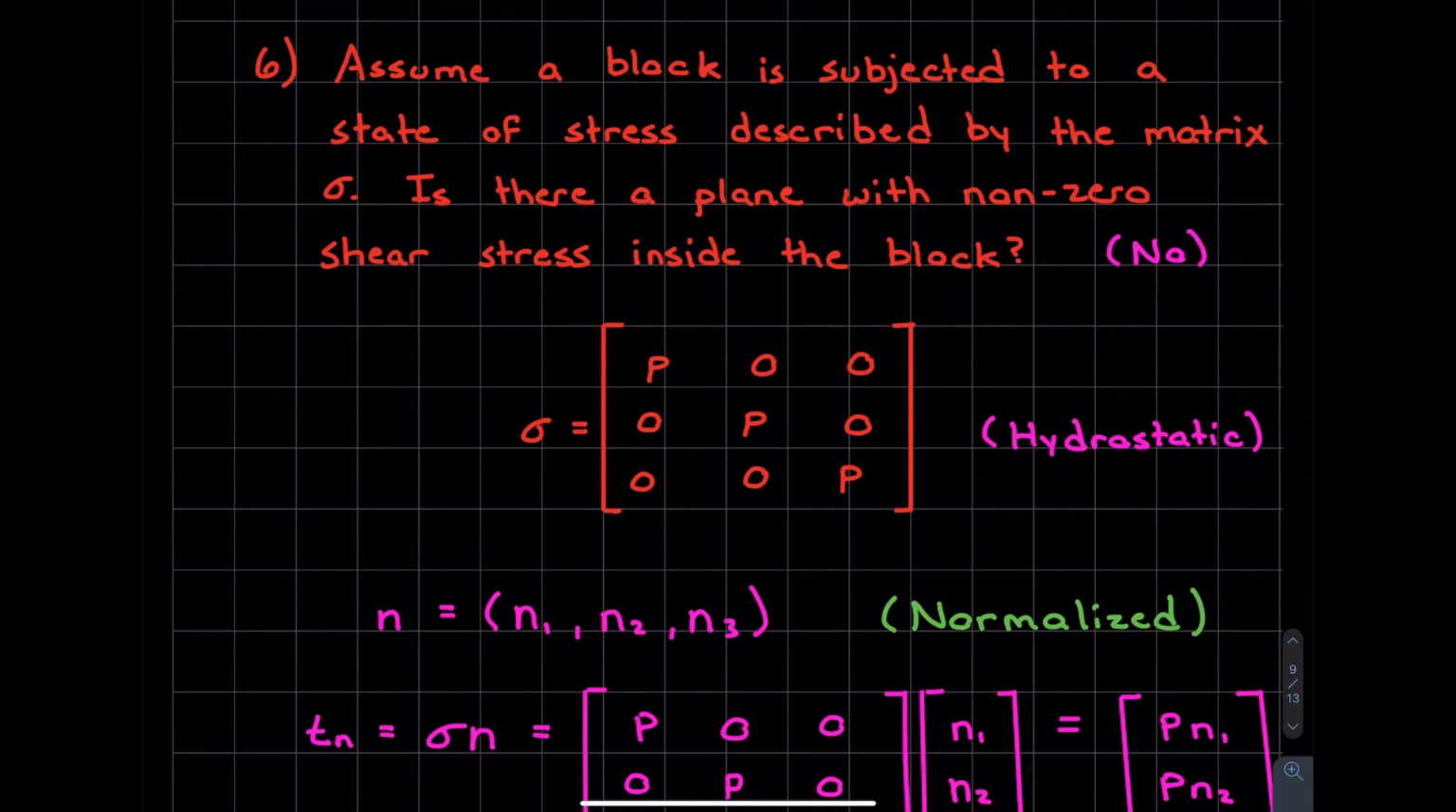So all I want you to take away from question 5 and question 6 is that the only way, and I'm going to try to say this very clearly, that the shear stress is always 0 in a stress matrix, no matter the plane, is if the stress matrix is hydrostatic. Only hydrostatic stress matrices have 0 shear stresses on every plane. If it's not hydrostatic, then yes, there will be planes in which there is shear stress.